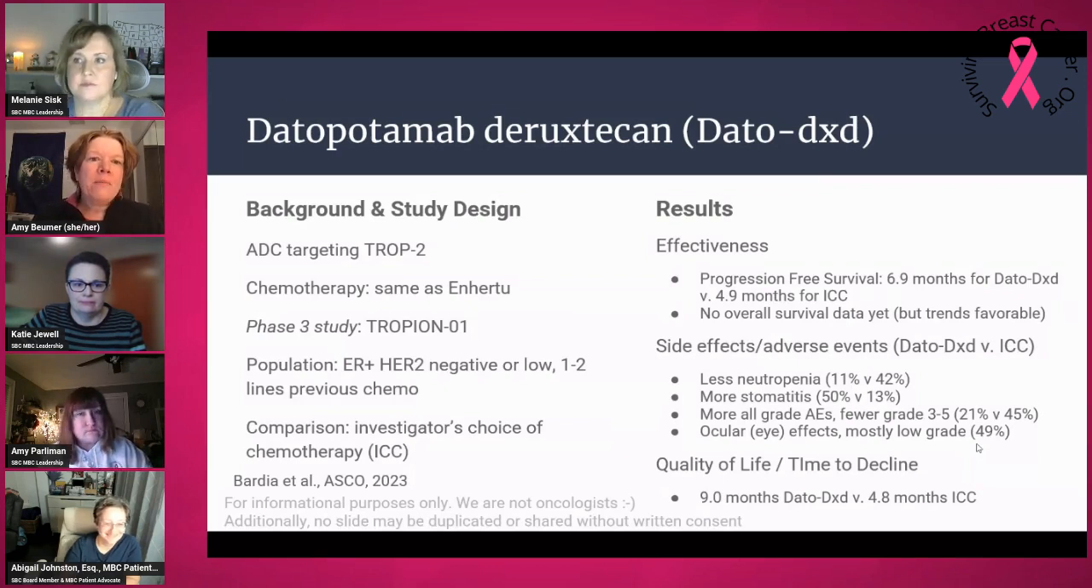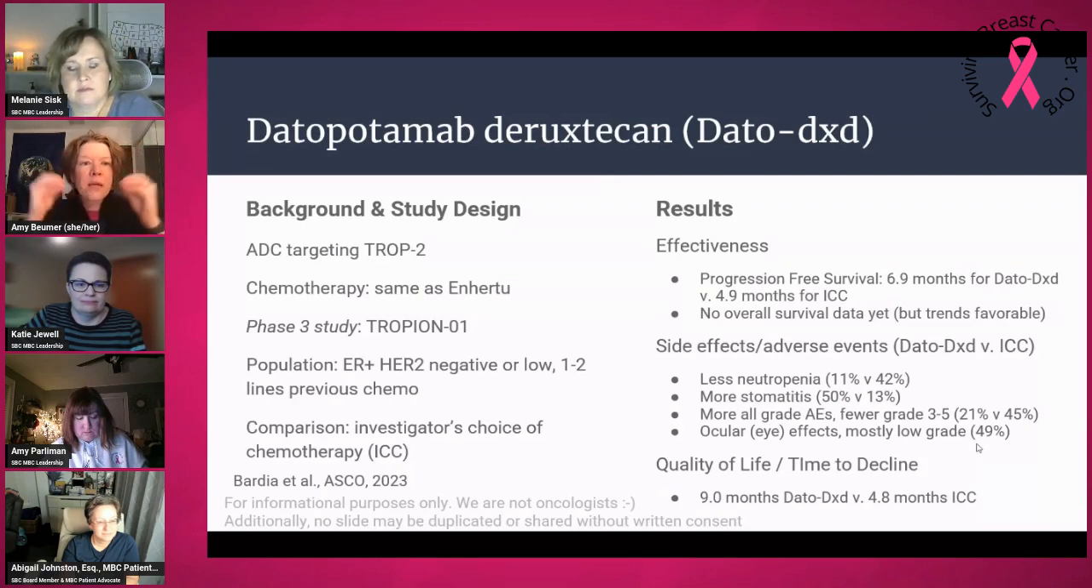Thank you, Amy. So the first ADC I'm going to talk about is datopotamab deruxtecan, which is a mouthful. Sometimes you'll hear this called Dato-DXd, but my favorite name is Dato Potato. Literally, you will hear oncologists call it that. So that's fun. This is an antibody drug conjugate that has in the past been studied in metastatic triple negative breast cancer, but the study that was presented at SABCS was in hormone receptor positive, HER2 negative or low, who had previously been treated with a couple lines of chemotherapy. And they compared this to the investigator's choice of chemotherapy, and that just means what chemotherapy the oncologist wanted to give.